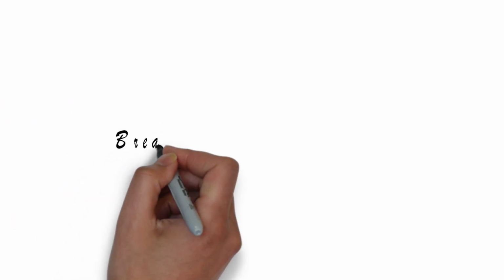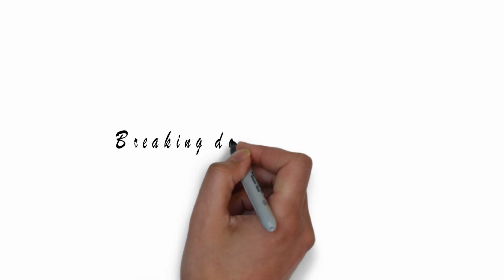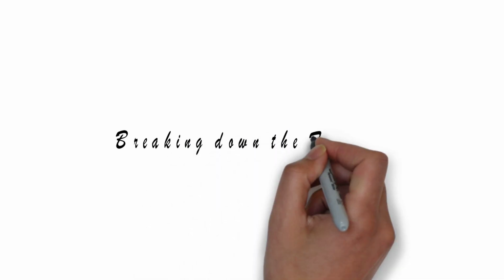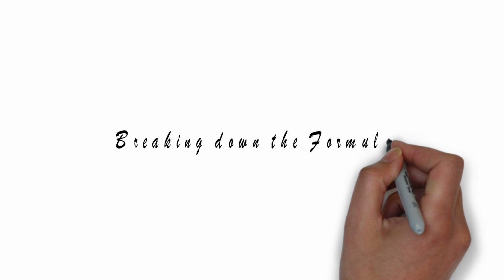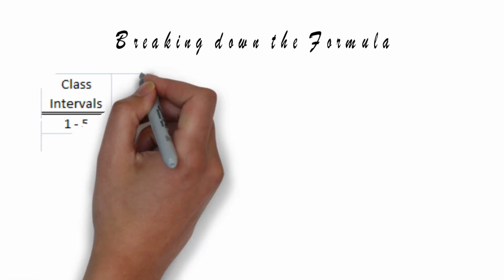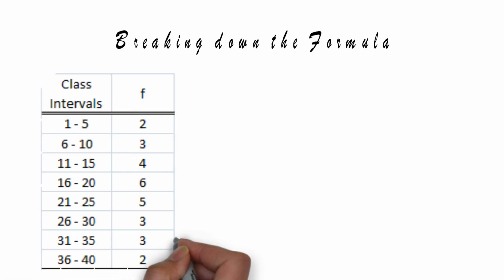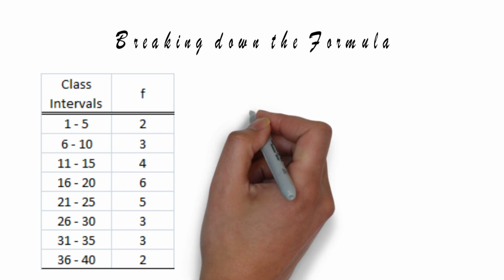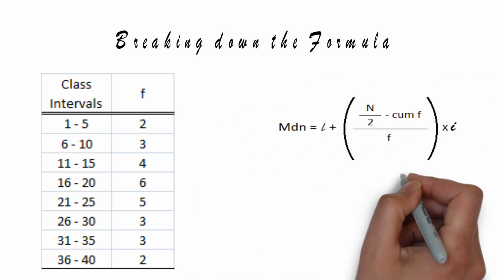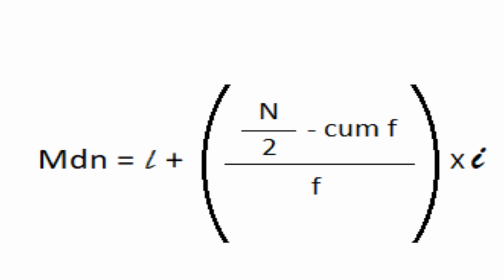It's an easy formula. We'll look into its individual components. Take this frequency distribution as an example. Here is the formula. Let me start with this portion here.